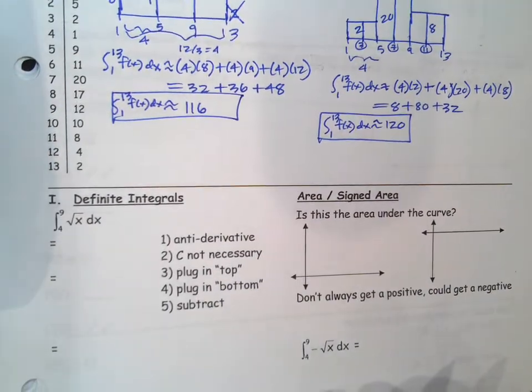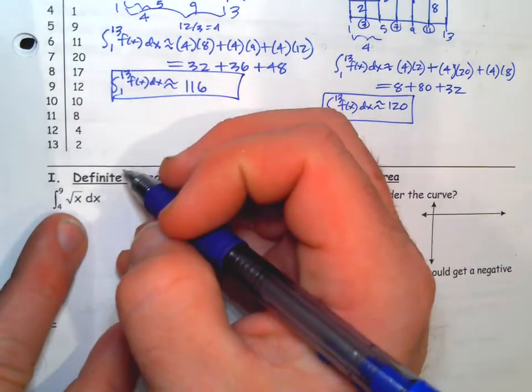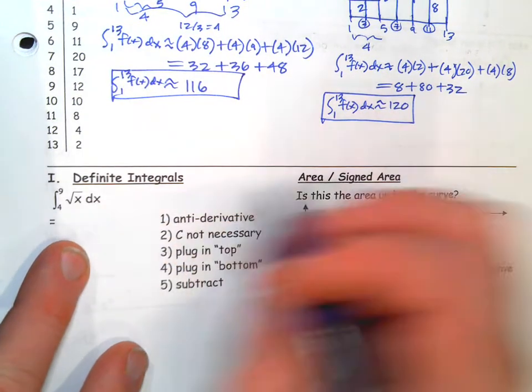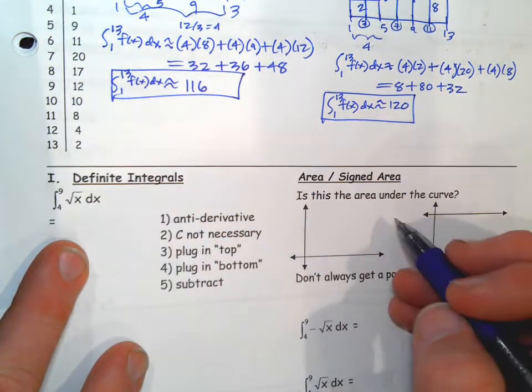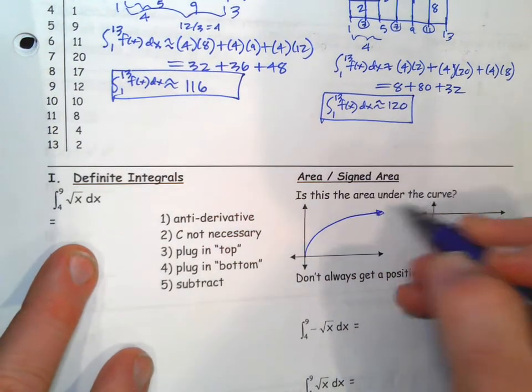Today, we're going to talk about definite integrals again, in a little more detail. We've done this before. So for now, what is it? What are we trying to do? We're trying to find this function right here, the square root function, which is like the top half of a sideways parabola.